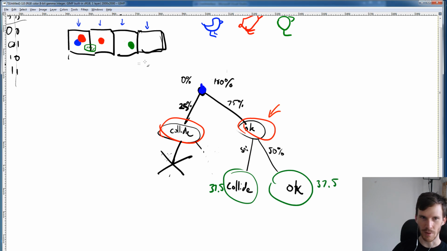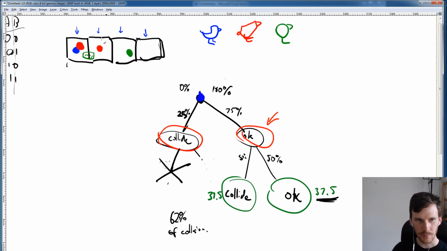So down here, we've added 3 things. There's a 37.5% chance that we're fine, which means that there is a 62% chance of collision. And so you can see that as the number of things increases, the rate at which you're going to get a collision ramps up fairly substantially.